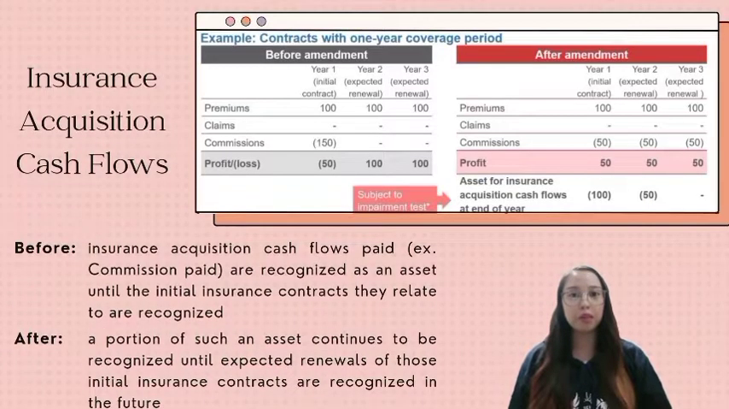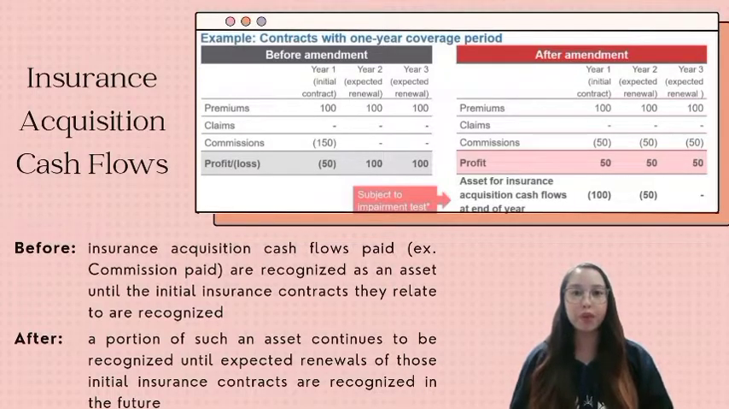The next naman po is about the insurance acquisition cash flows. So before, the insurance acquisition cash flows paid, example, commission paid, are recognized as an asset until the initial insurance contracts they relate to are recognized. And after, a portion of such an asset continues to be recognized until expected renewals of those initial insurance contracts are recognized in the future.